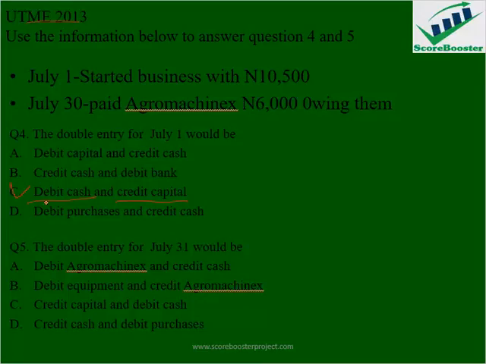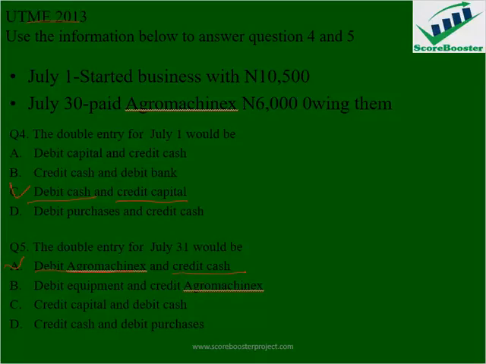Then we pay Agro Machiners 6,000 that we owe them. It's our creditor. When we pay, what happens to their account? The account will reduce because it is a creditor to us. When we pay them, their account reduces, so it's going to be debited, and our cash will also reduce. So this is the answer for this.